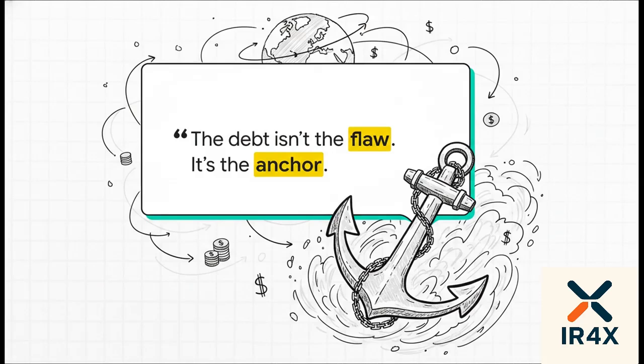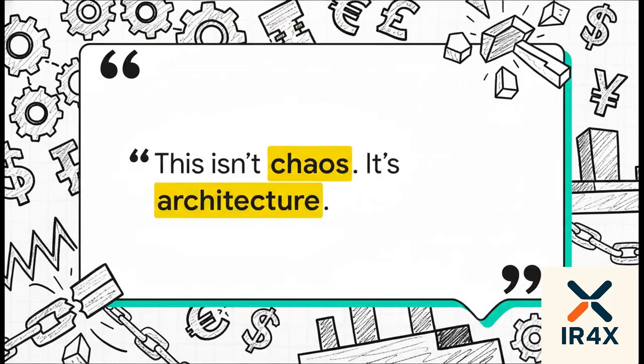So let's go back to that massive, scary debt for a second. The first huge realization we need to have is a complete reframing of that idea. The debt isn't the flaw in the system, it's the anchor. It's what holds the entire global financial world in place. And that leads to the second, and maybe even bigger, realization. All the stuff that looks like global economic chaos from the outside, trade wars, currency swings, debt panics, it's not random. This isn't chaos. It's architecture. It's a system. All of it, by design.